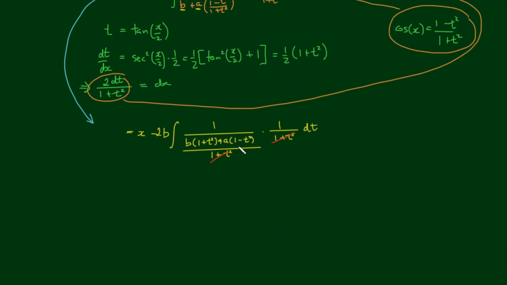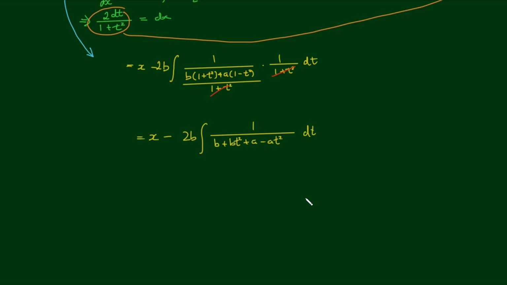And if I expand the terms here, I get b plus bt² plus a minus at², and it's the integral of that times 1 over 2b. And we copy what's on the front. So we've got equals x minus all of that.